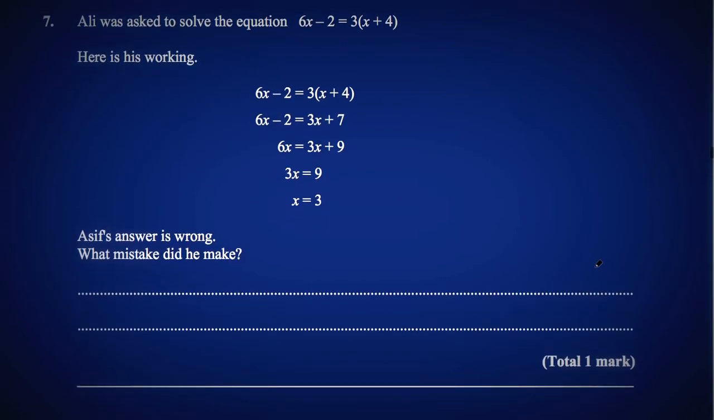Question 7. Ali was asked to solve the equation 6x minus 2 equals 3 brackets x plus 4 close brackets. Here is his working. Asif's answer is wrong. He's changed his name from Ali to Asif halfway through. What mistake did he make? Don't know why that's there. So the mistake he's made, if we follow the working, 6x minus 2 equals 3 brackets x plus 4. 6x minus 2 equals 3x plus 7. He's expanded the bracket, but he's done that incorrectly.